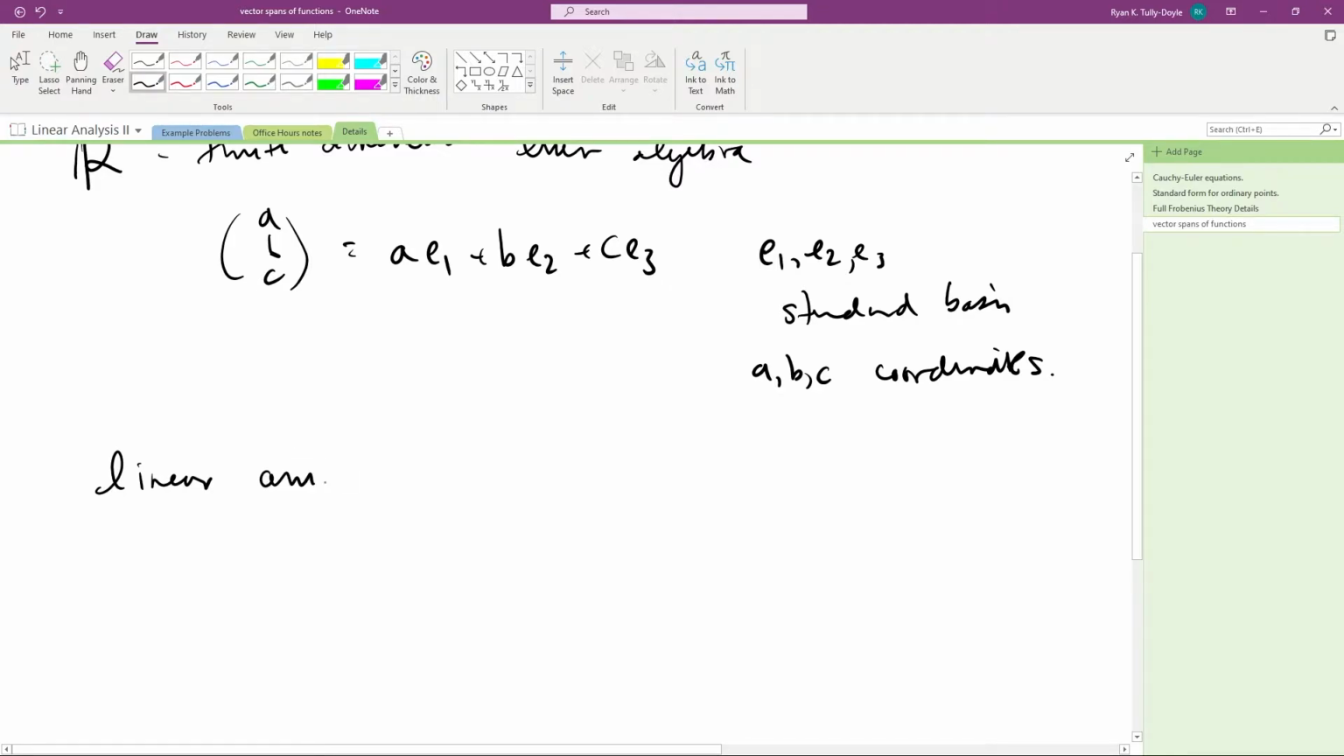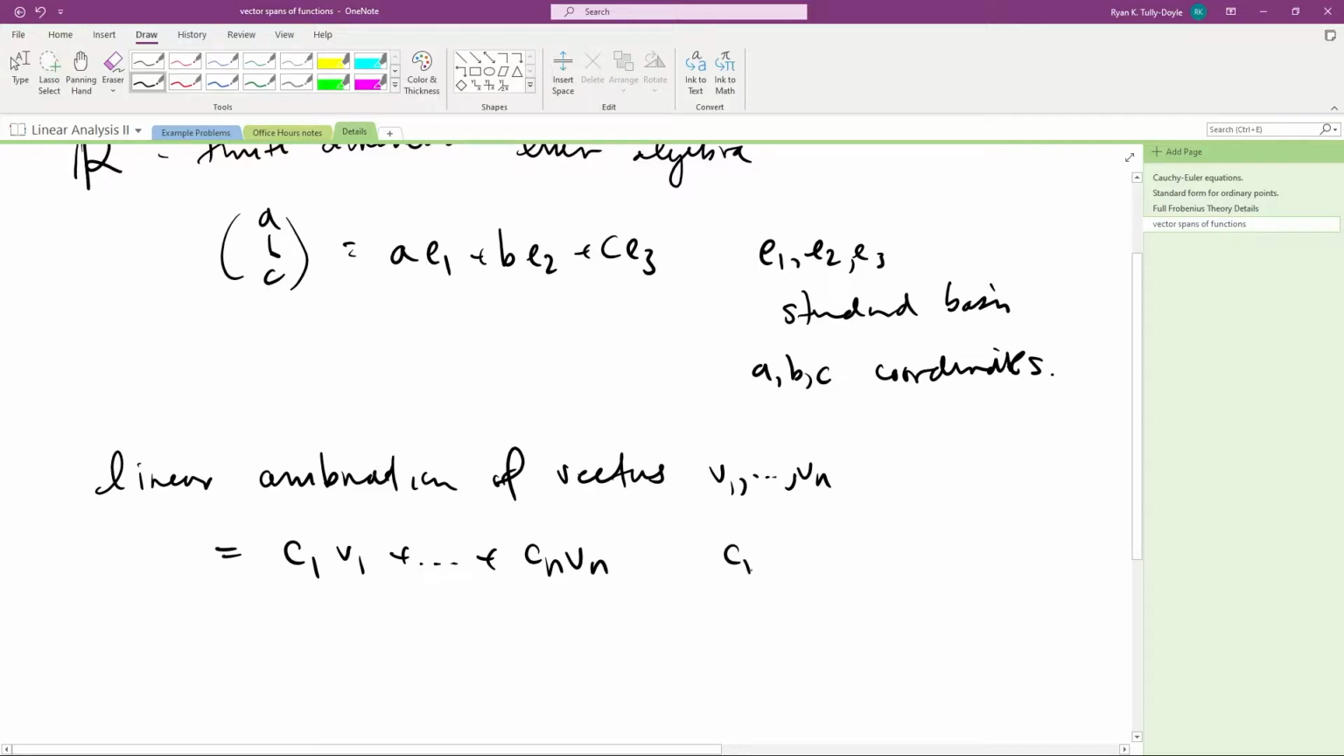A linear combination of vectors, say v1 through vn, is just a sum where I take constants c1 through cn and multiply them by the vectors v1 through vn. The constants c1 through cn are just some constants in the real numbers. Of course, these could be complex numbers, and they will be when we get to the second part of the course about Fourier analysis. But for now, we can just think about real linear combinations. The basic idea is that if I start with the vectors, I can multiply them all by scalars, and I get a new vector out.